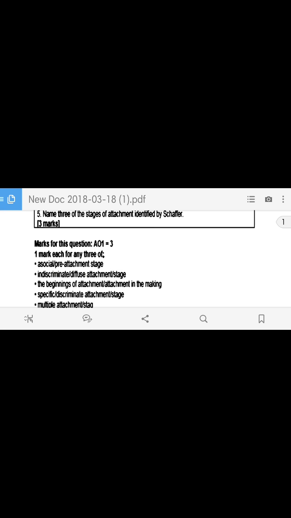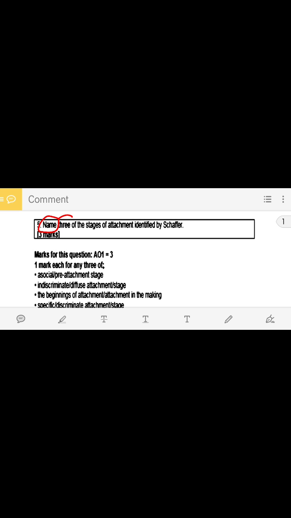The second question was really, really well done. I think you all had very good knowledge of this area. Most of you were able to name these 3 stages of attachment with absolutely no problem. However, what I will draw your attention to here is this bit, where it says to name 3 stages of attachment. So whilst a lot of you did indeed name those 3 stages, what you also did, which was wasting your time, was you outlined them as well.